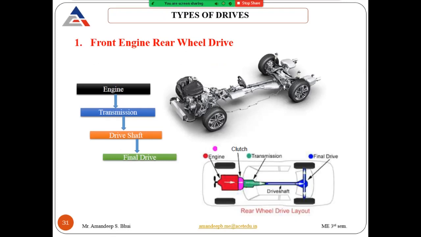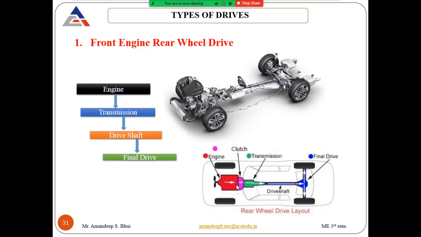Now in the diagram you can see that the engine is placed at the front. And the clutch and the transmission is placed here, and with the help of this drive shaft, the torque or the power is transmitted to the rear axle. Now here there will be a differential attached. This differential divides this torque into two equal parts, and that torque is given to the rear wheels.